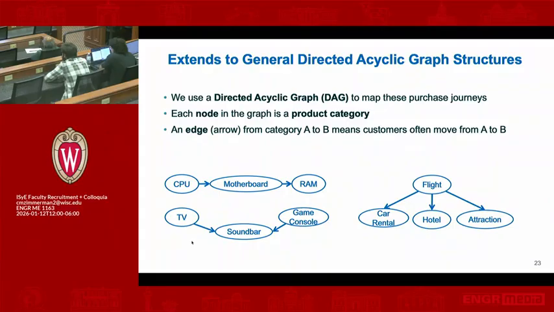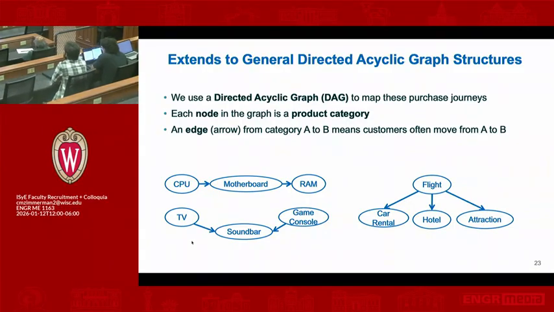And this two-category model can be extended to any general directed acyclic graph structure. Here, each node is a product category, and an edge from A to B means customers often move from A to B. It can model different structures like a chain structure, a convergence structure, or a tree structure.